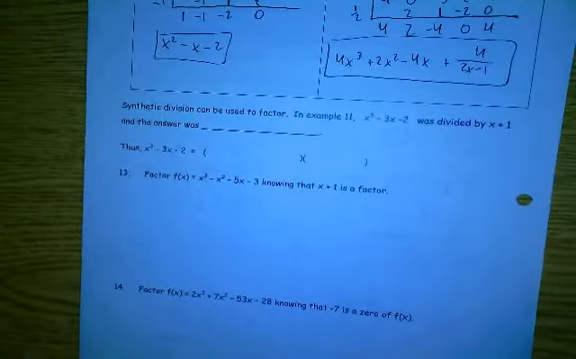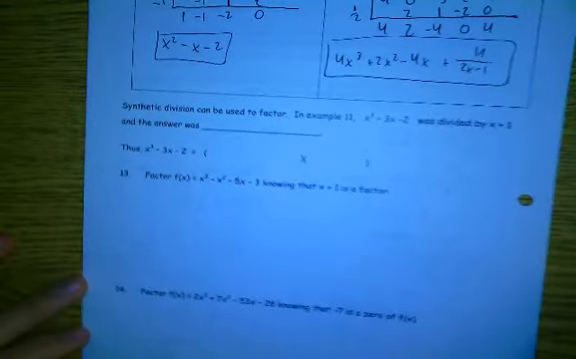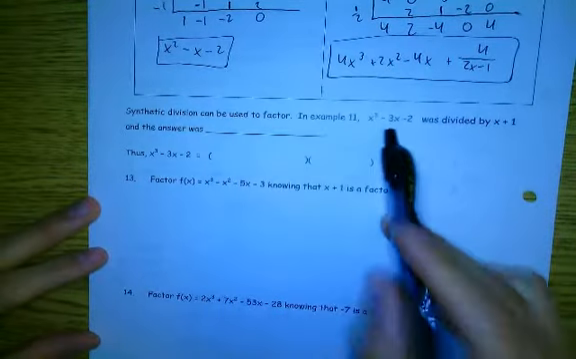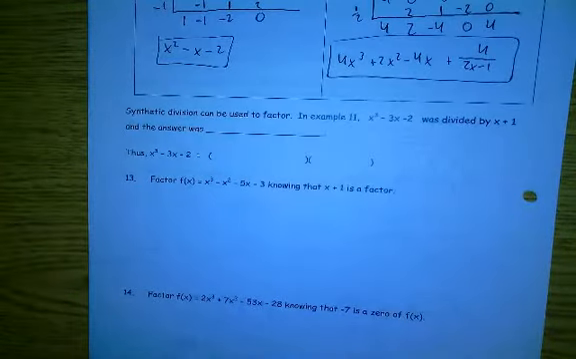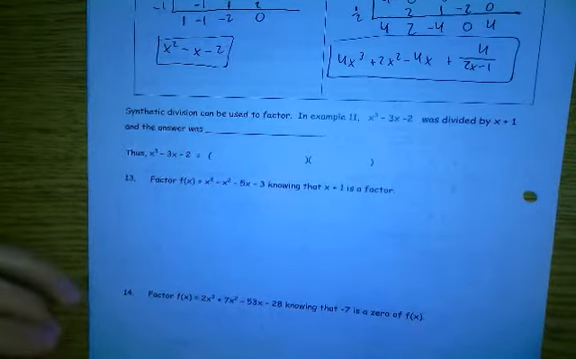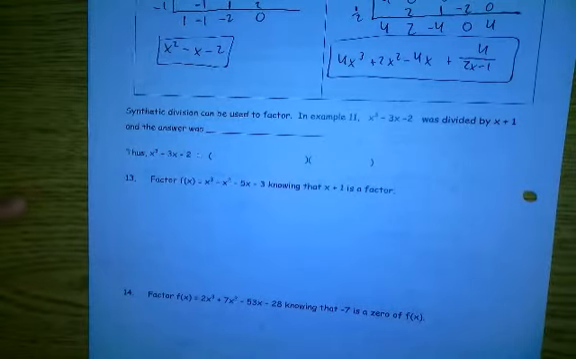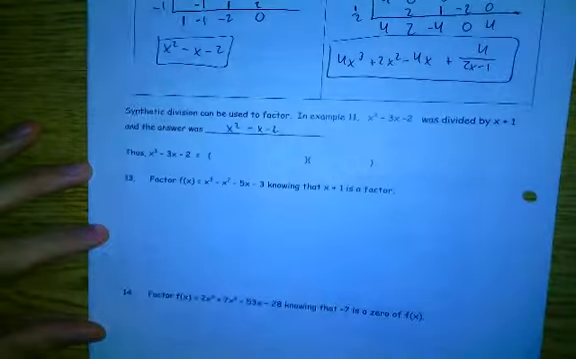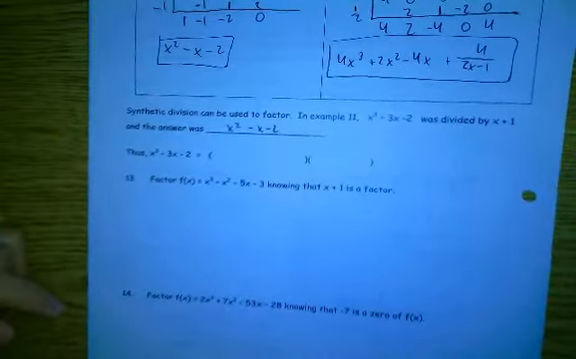In example number 11, you had x to the third power minus 3x minus 2, and you divided it by x plus 1, and you got what answer for 11? X squared minus x minus 2, okay? Do you think that could factor even more? What would it factor to? X minus 2, x plus 1.